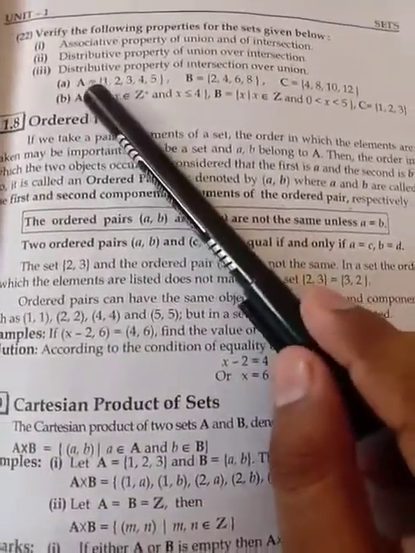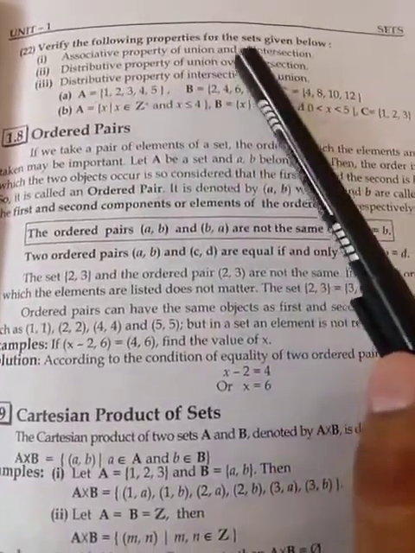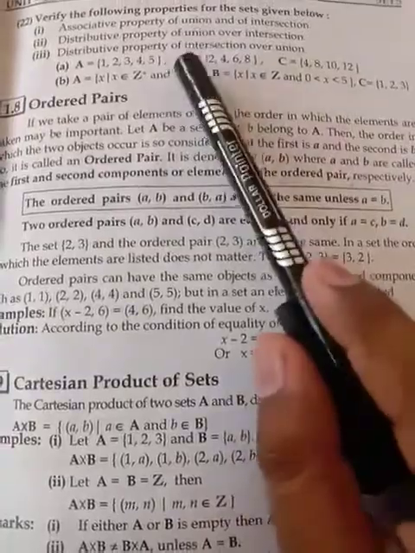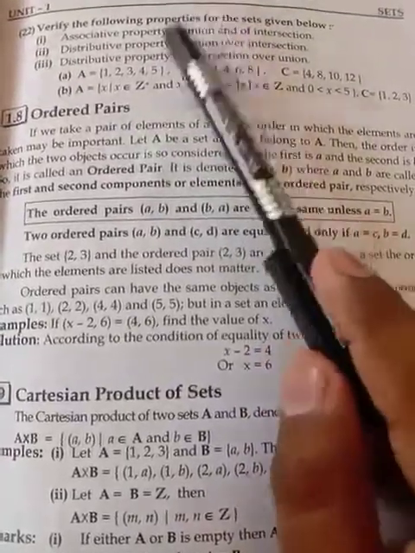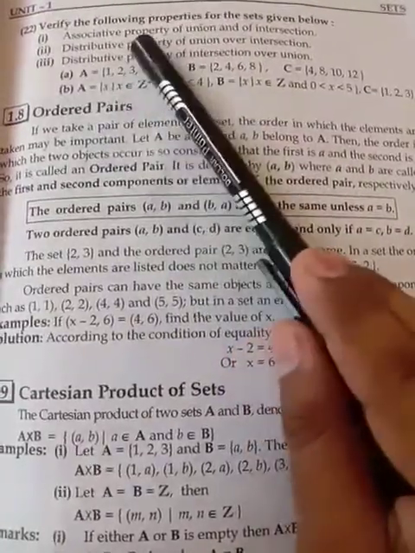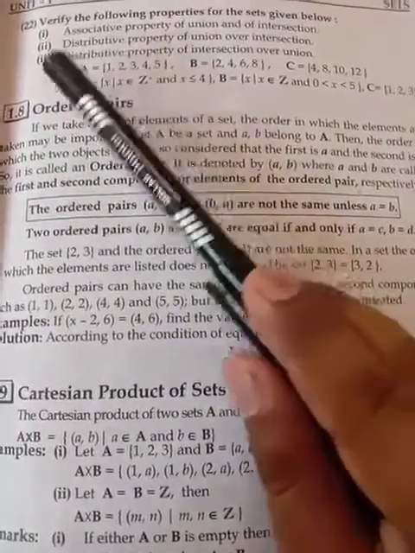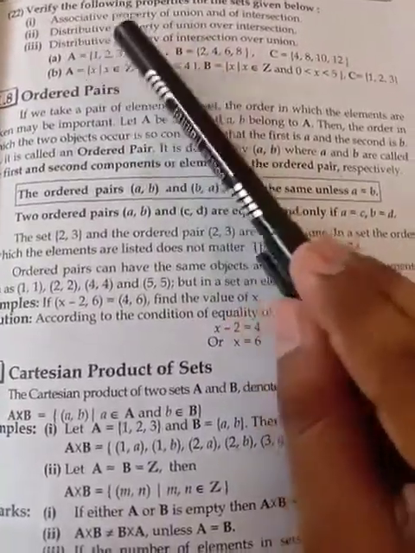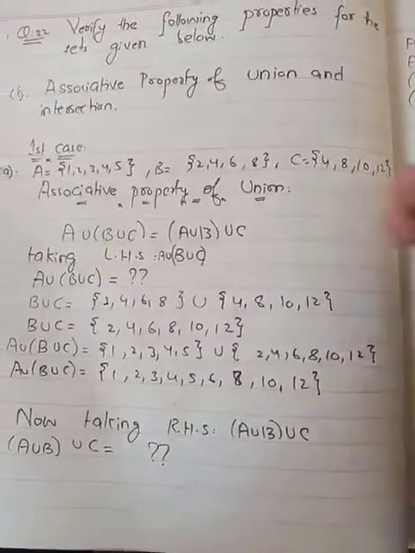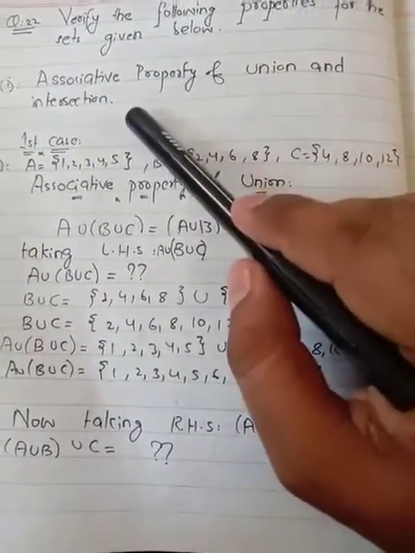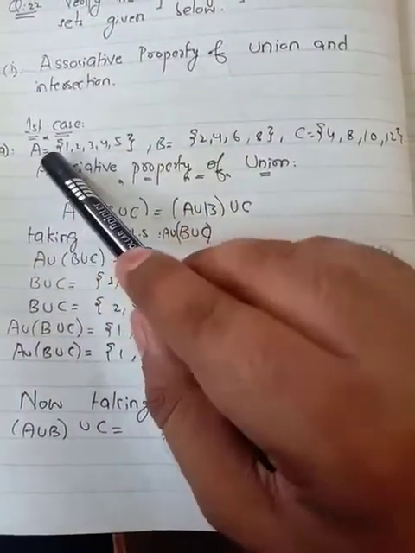The sets given here are different for A and the sets given here are different for B. So we will find the first case in both sets, the sets given in A and the sets given in B. So let us move towards our first case in A part. First question is the associative property of union and intersection.